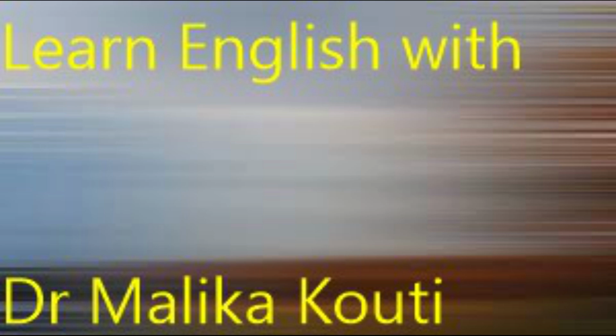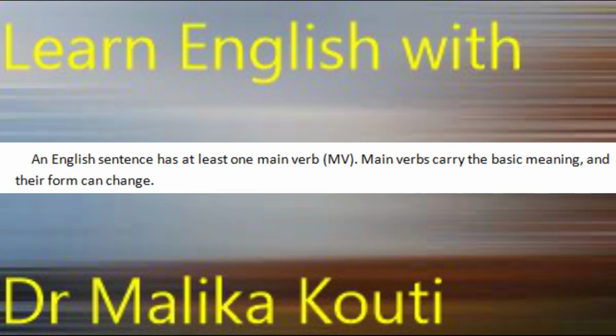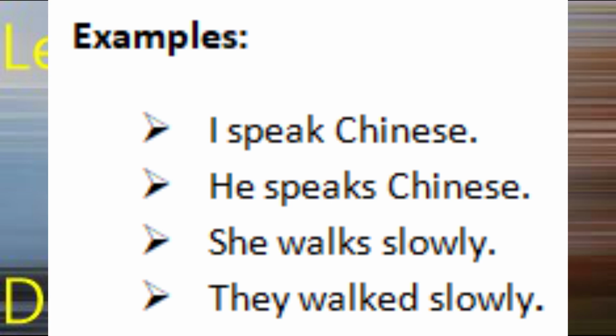Great. There are many types of verbs in English. Let's begin with main verbs. An English sentence has at least one main verb. Main verbs carry the basic meaning and their form can change. Examples: I speak Chinese. He speaks Chinese. She walks slowly. They walked slowly.